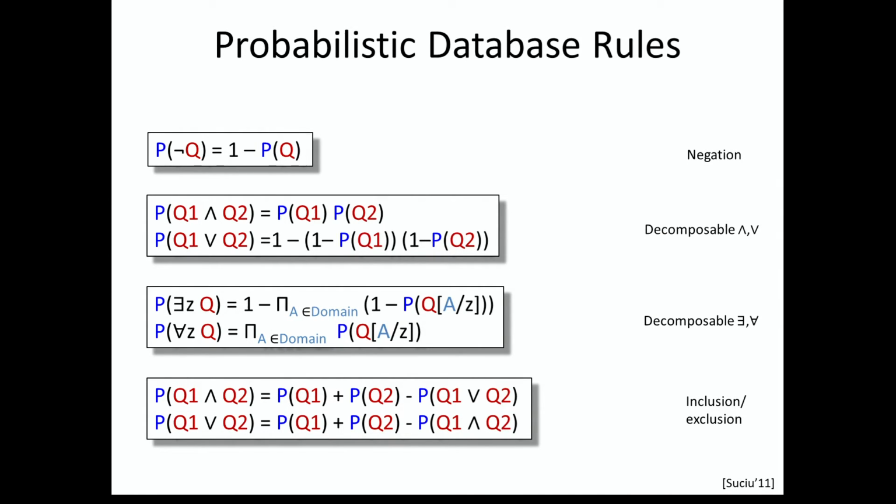So how do we build engines that do this? Well, it's actually really easy. It's almost the same algorithm that Dan Suciu introduced this morning. This is what he introduced. You have some rules. The probability of the negation of a query is 1 minus the probability of your query. If you have independent queries, you can multiply their probabilities, and so on and so on. Right? So remember these from this morning.